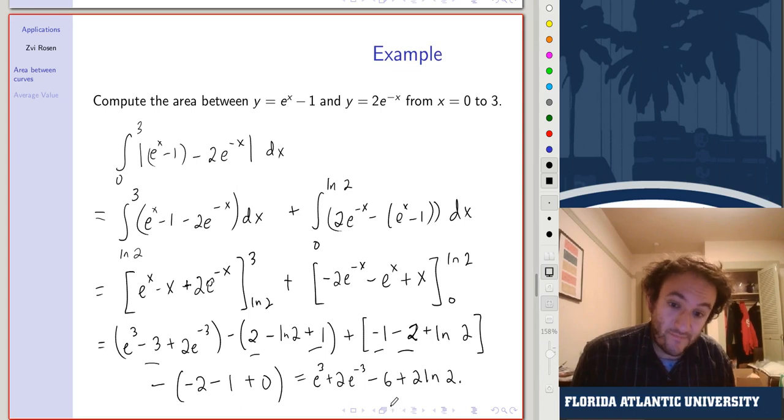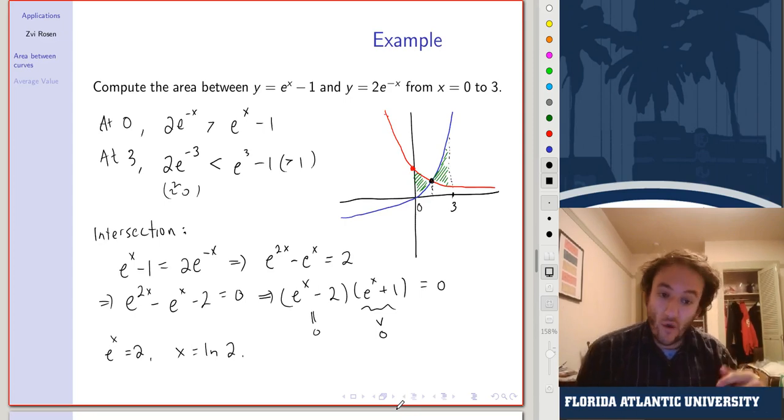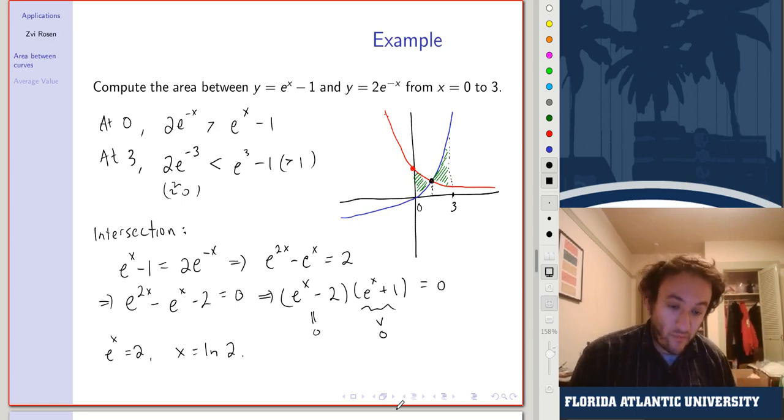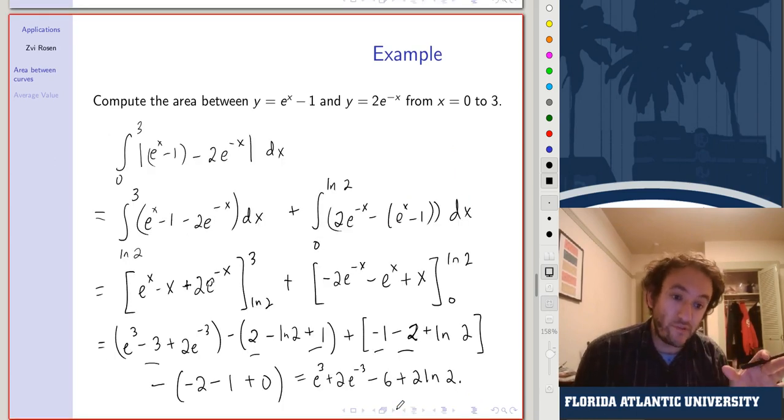Okay, so that question required us to find out where the order of the functions switched places, where the larger function became smaller, and that required computing this intersection point. Once we did that, we were able to split up the integral into two intervals where one function is always greater.